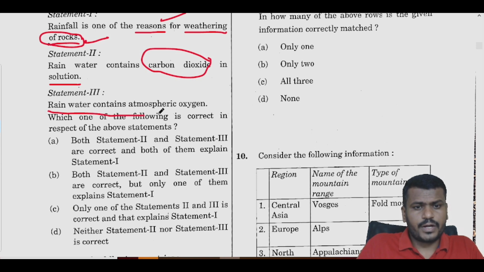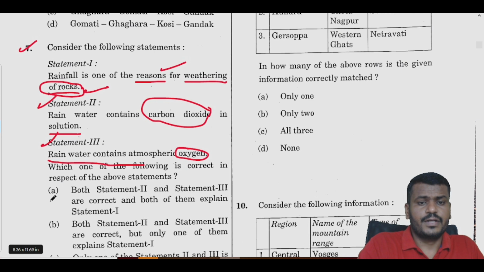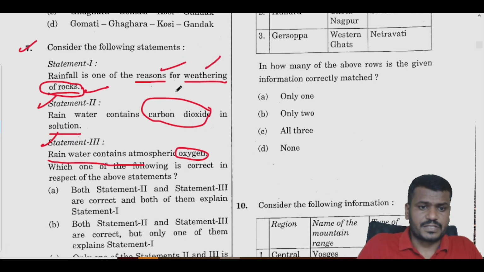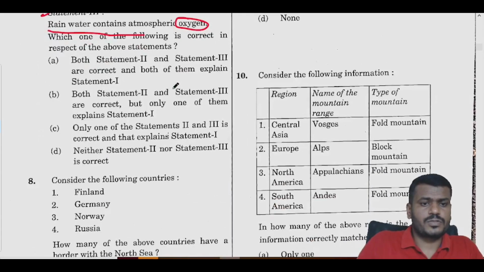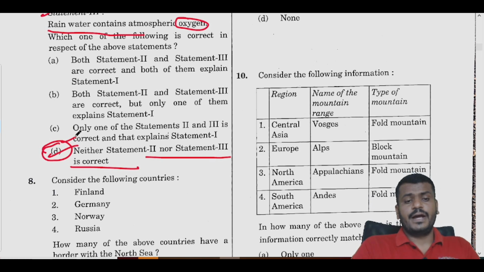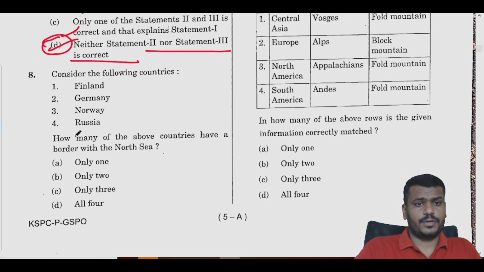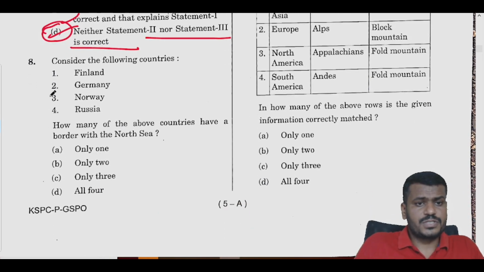Third one: rainwater contains atmospheric oxygen. No, this is also not correct. So the third statement and second statement are definitely wrong. The first statement is definitely correct because whenever there is heavy rain, weathering takes place, guys. That's why option D says neither statement 2 nor statement 3 is correct. Only the first statement is correct, the other two statements are not correct. Please go through this, and I have put this question paper in the Telegram group also, you can have a look there and see the options and answers.